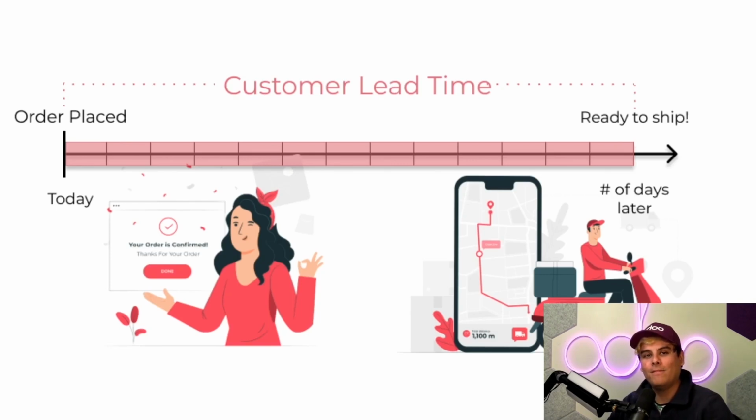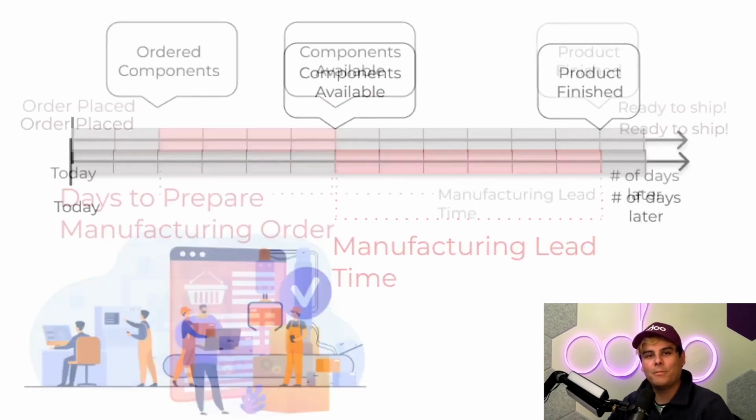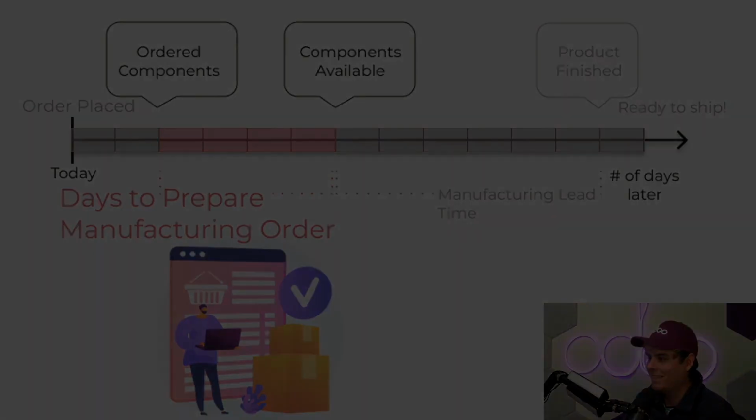And next, we have manufacturing lead time, or the number of days it actually takes us to build a product. Now, in this video, I'm going to show you a cool new feature inside of Odoo called Days to Prepare Manufacturing Order. With it, we'll know when we need to order necessary parts. They are mini deadlines and reminders that help us finish manufacturing on time. Now, let's start clickety-clacking away at the essence of logistics.